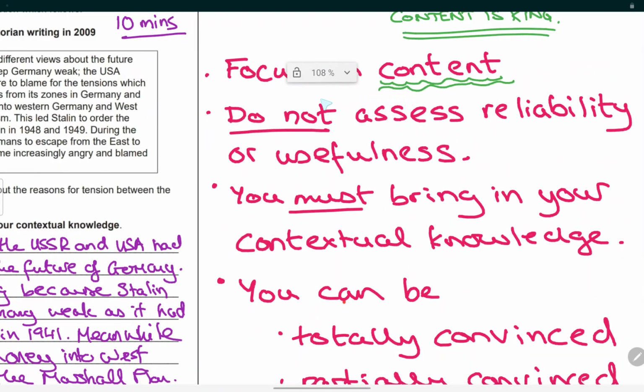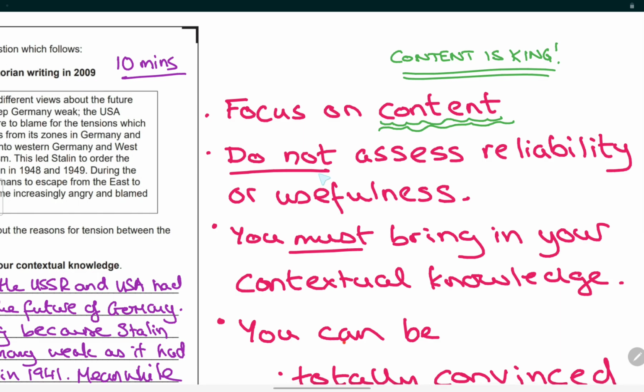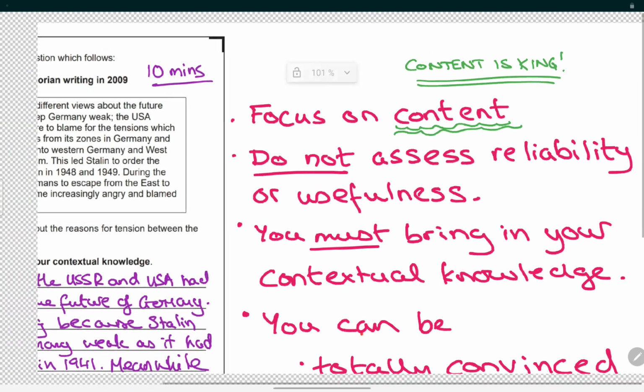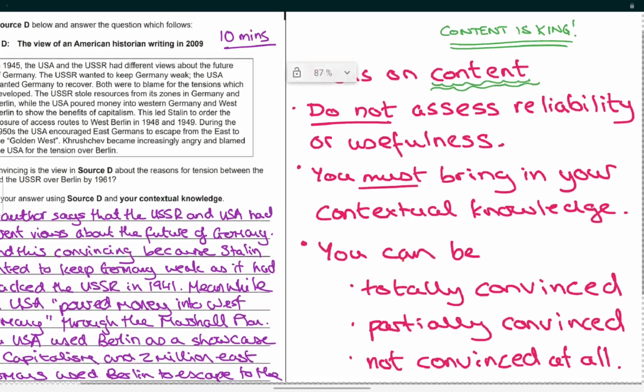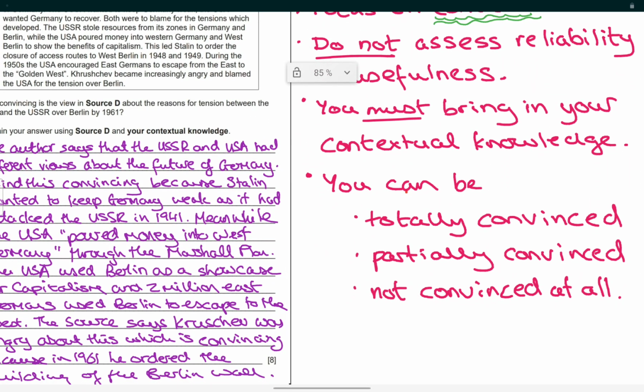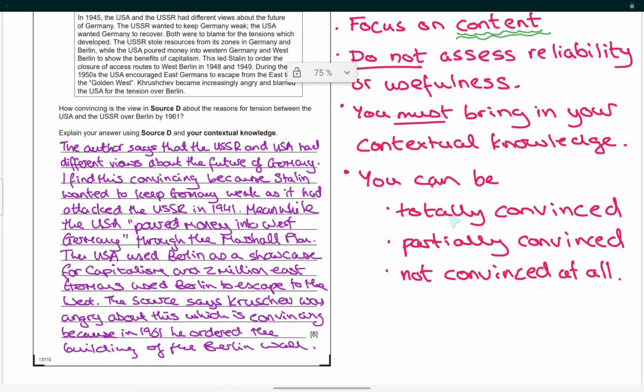You focus on the content. Focus on what the source is saying. Content is king, it says up here. Do not assess the reliability or usefulness in the convincing question. And you must bring in your own contextual knowledge. And you must arrive at a conclusion where you say, right, I am totally convinced by this view, I am only partially convinced by it, or I'm not convinced at all, and explain it.